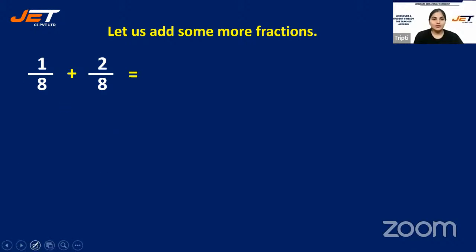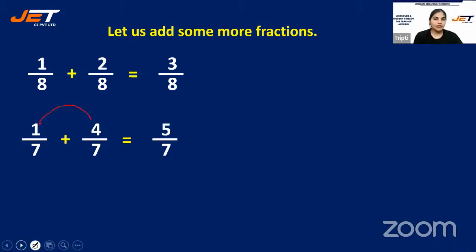Now, 1 by 8 plus 2 by 8. Remember, just add the numerators. Do not add the denominators. They have a common denominator. So 1 by 8 plus 2 by 8 is 3 by 8. 1 by 7 plus 4 by 7. 1 plus 4 is 5. And the common denominator is 7. 5 by 7 is the answer. 2 by 5 plus 4 by 5.